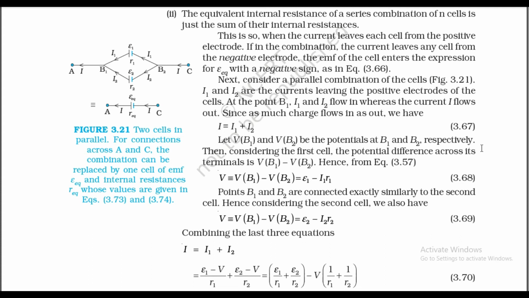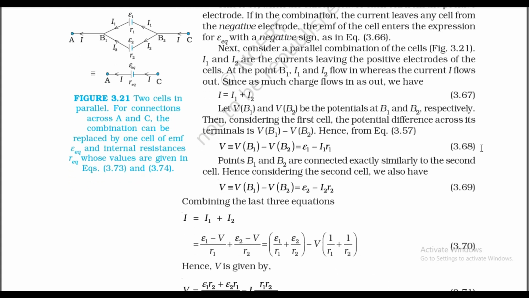I1 and I2 are the currents leaving the positive electrodes of the cells. At the point B1, I1 and I2 flow in, whereas the current I flows out. Since as much charge flows in as out, we have I is equal to I1 plus I2. Let VB1 and VB2 be the potentials at B1 and B2 respectively.